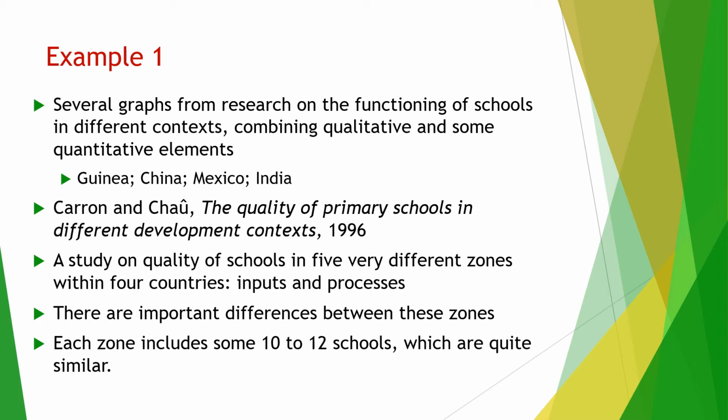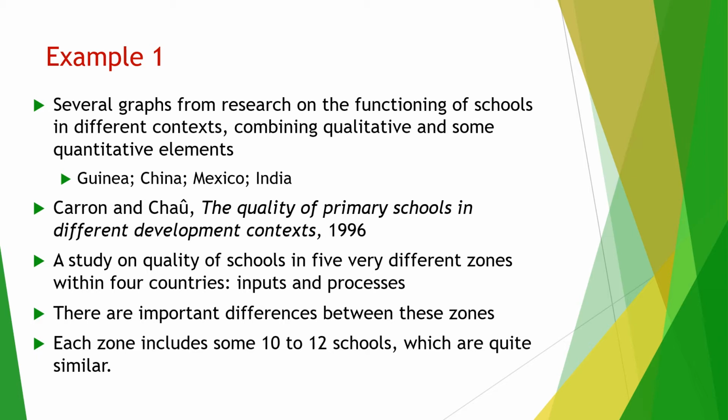From the least developed zone, sometimes called the marginal zone, to the most developed zone, usually the capital city. And there are important differences between these zones in terms of development, availability of social services, even the literacy rate of the parents and so on. In each of these zones, the authors examined some 10 to 12 schools, and these schools are quite similar within the zone.